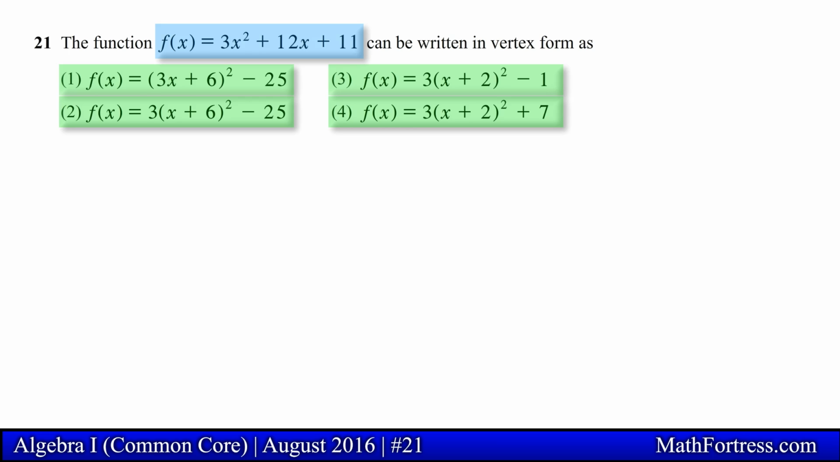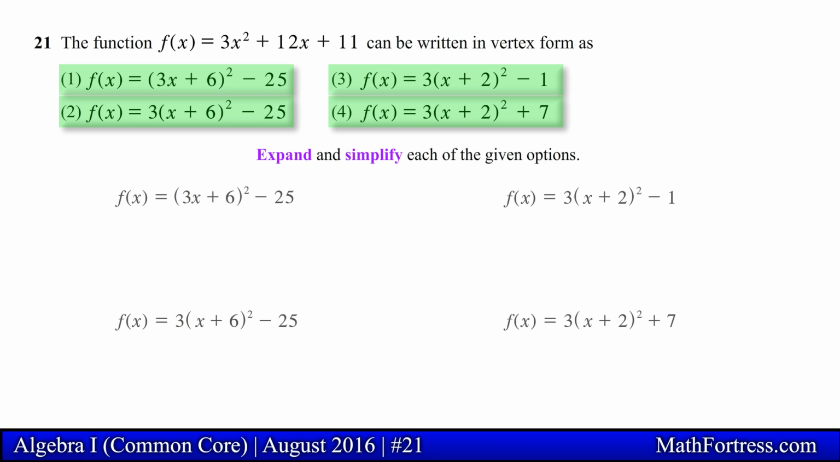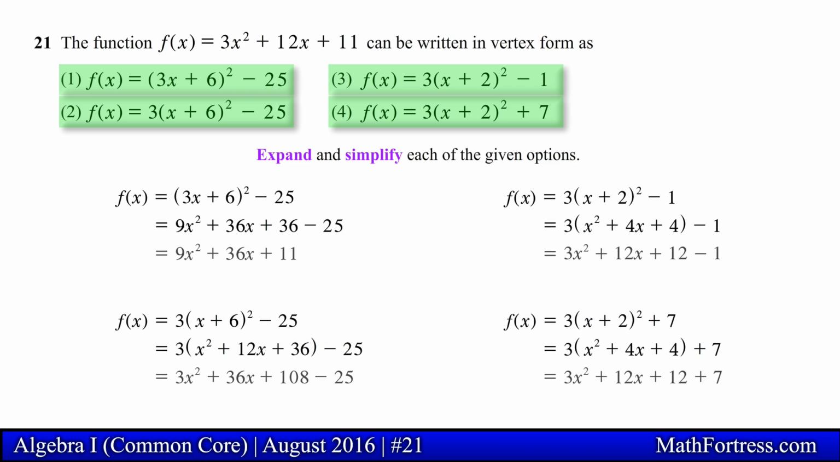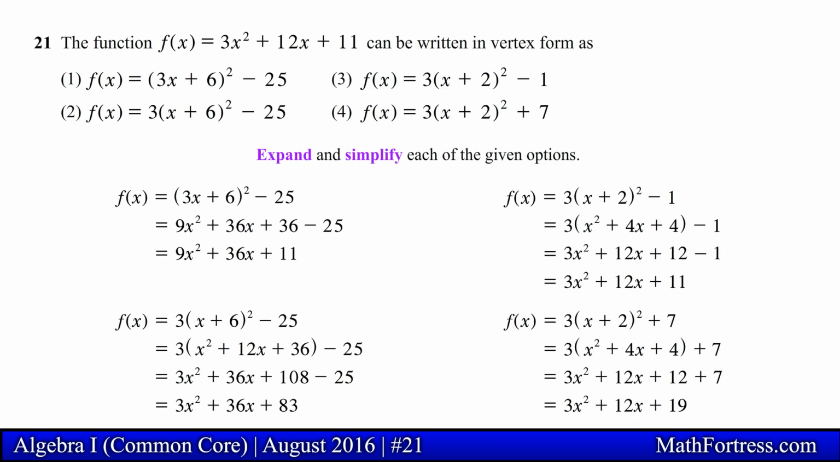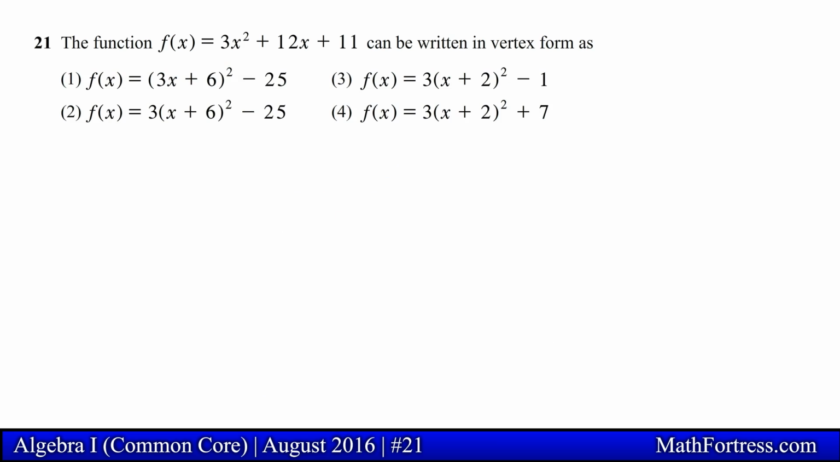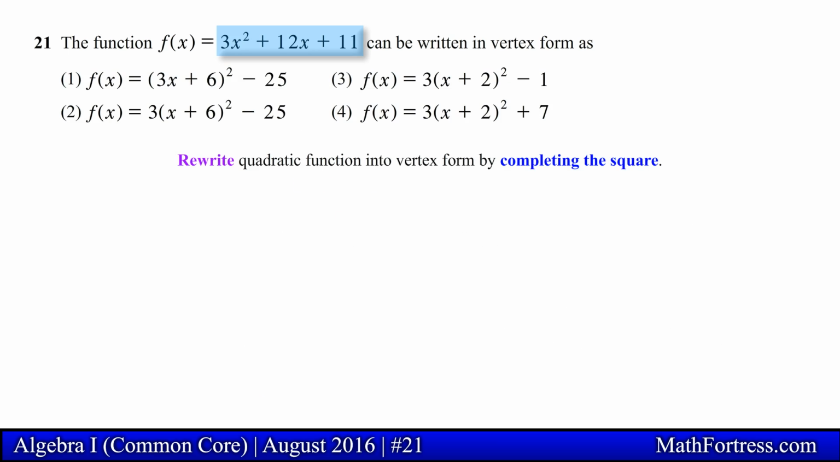We can figure this out in a couple of ways. We can expand and simplify each of the given options until we match the original function. If we are lucky, we can figure this out in one guess. If not, we might have to expand every single one of the expressions until we find a match. Alternatively, we can also figure this problem out by rewriting the original quadratic function into the vertex form.